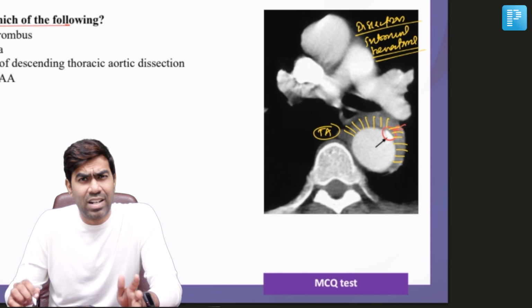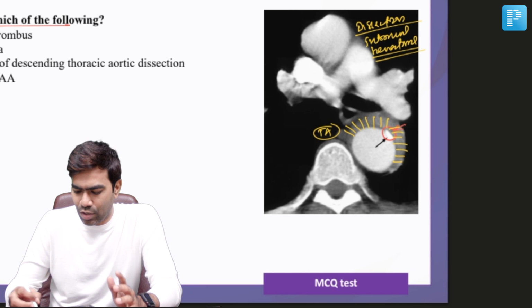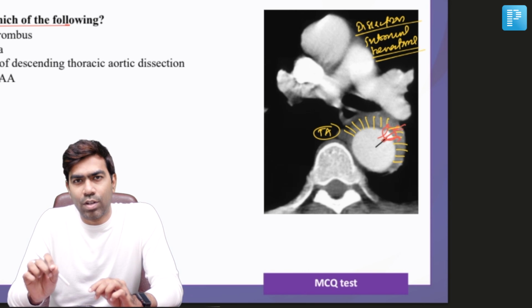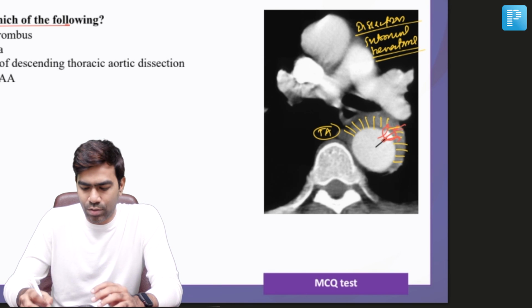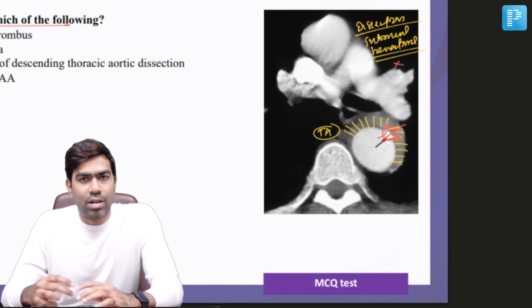But it's not a penetrating atherosclerotic ulcer because in a penetrating atherosclerotic ulcer, your contrast will be slightly extravasating into the vessel wall and there will be a clear-cut neck of that ulcer. So that is not visible here. So that possibility is not there. So it must be either a dissection or an intramural hematoma.